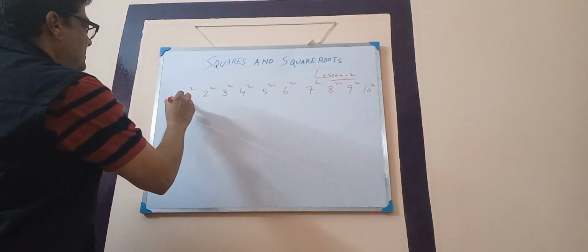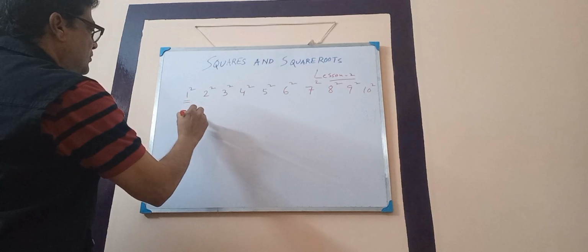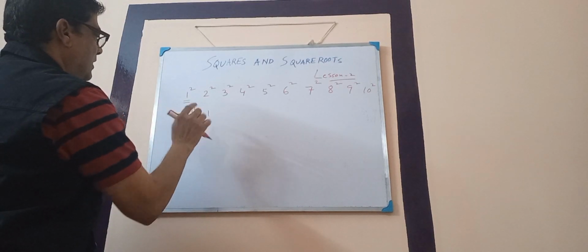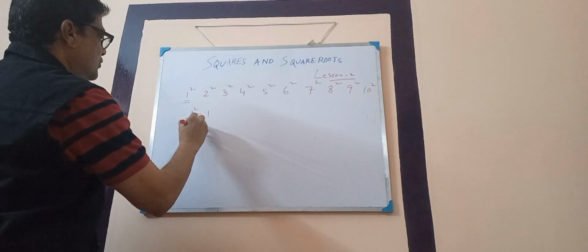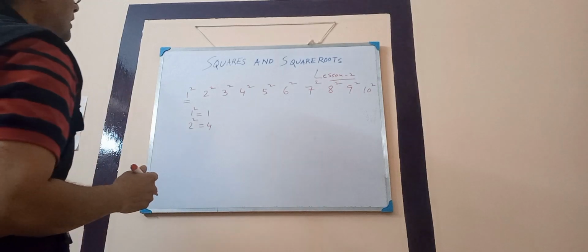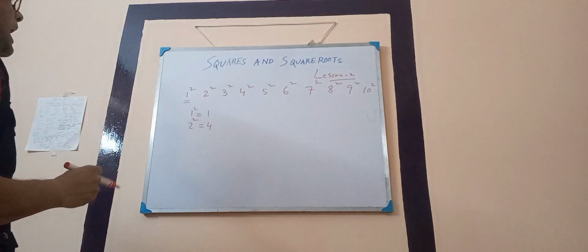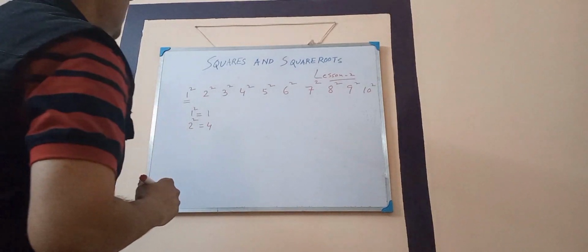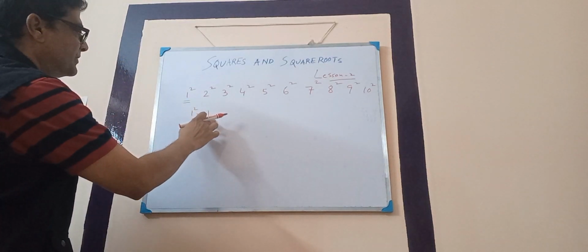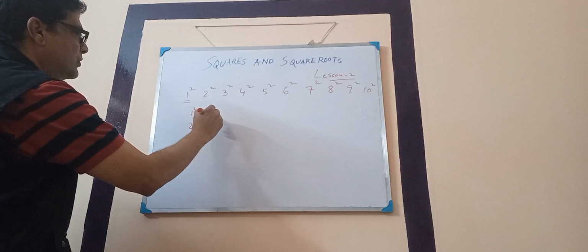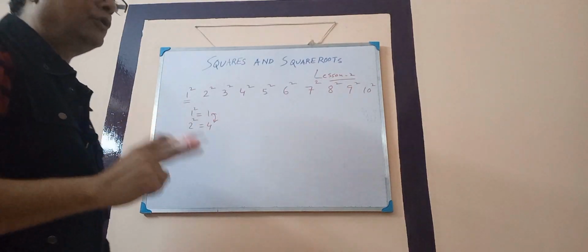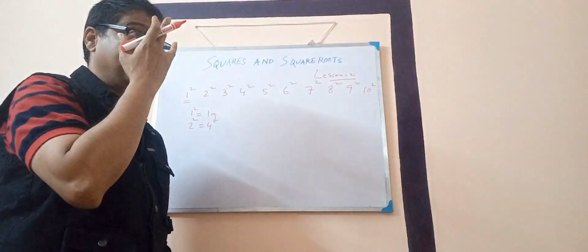Now, what is basically 1 square? 1 square is 1. And what is 2 square? 2 square is 4. Now, what we have to find out is how many numbers are there in between 1 and 4 which are not square numbers? Now, how to find?